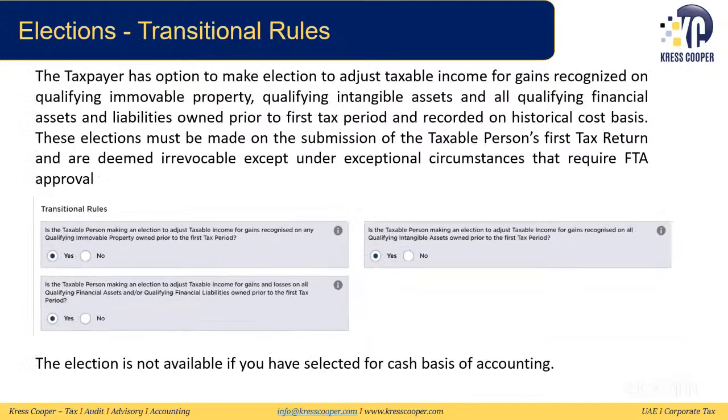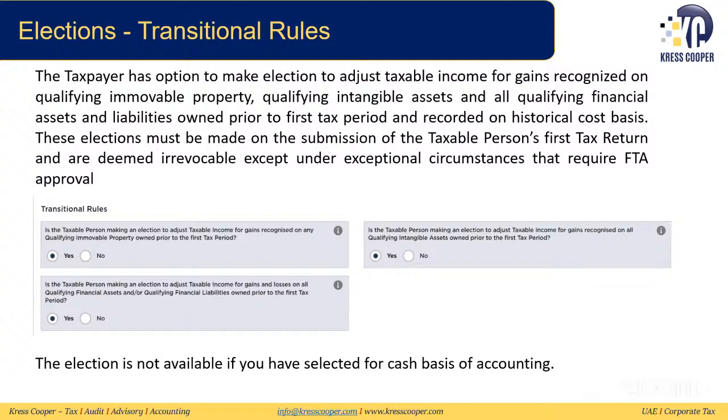Then we have an election for the transitional rule. Again, this election is not applicable for those who have selected the cash basis of accounting. It is an election to adjust the taxable income for any gains that are recognized on qualifying immovable property, qualifying intangible assets, and all qualifying financial assets and liabilities, which were owned prior to the first tax period and have been recorded on the historical cost basis. Again, this will be submitted in the first return. It will be an irrevocable election. Only under special circumstances will you get FTA approval to change your election. Otherwise, you will have to stay with this election.